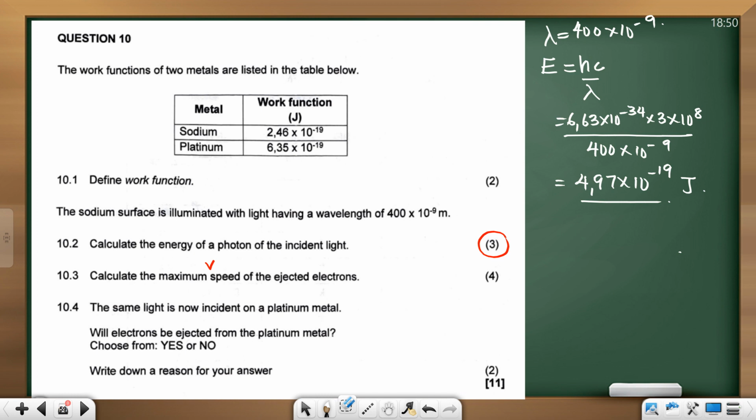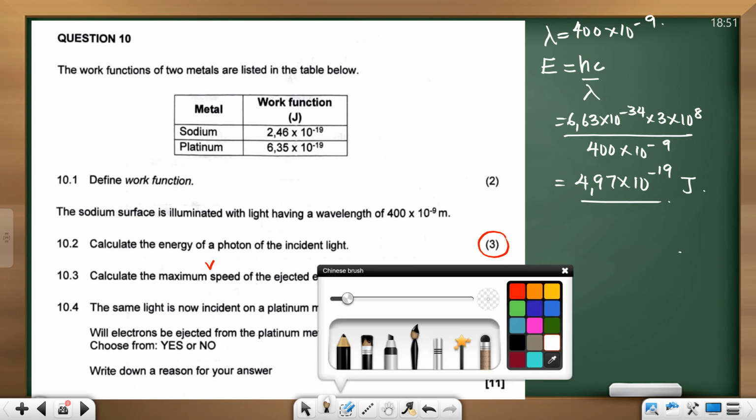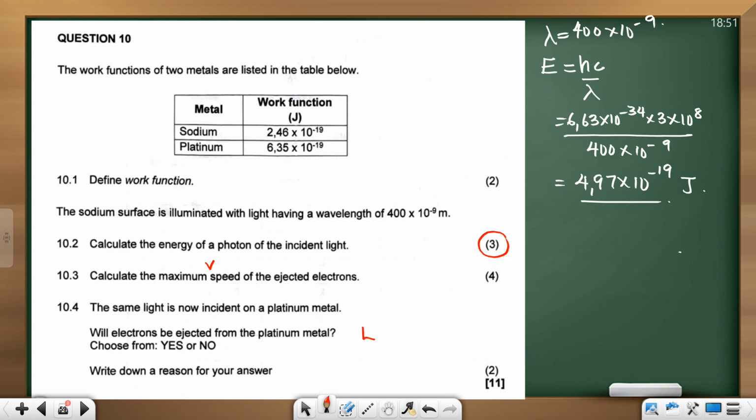Let's answer the last one, I need to move. The same light is now incident on a platinum metal. Will photoelectrons be ejected? I told you how to do this. When your kinetic energy is negative, it means that photoelectrons will not be ejected. Or, just simply compare what? What are the conditions? E must be greater than work function. What's our E? 4.97 times 10 to the power negative 19.